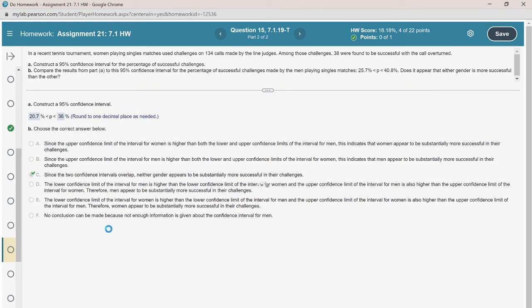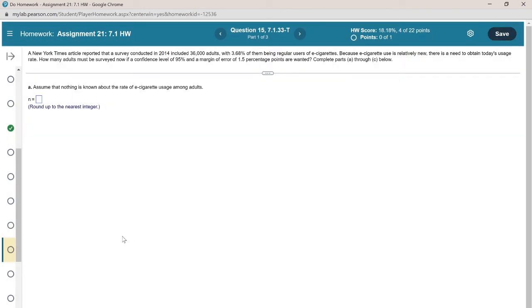Let's look at another problem here. A New York Times article reported that a survey conducted in 2014 included 36,000 adults, with 3.68% of them being regular users of e-cigarettes. Because e-cigarette use is relatively new, there is a need to obtain today's use rate. How many adults must be surveyed now if a confidence level of 95% and margin of error 1.5% are wanted?